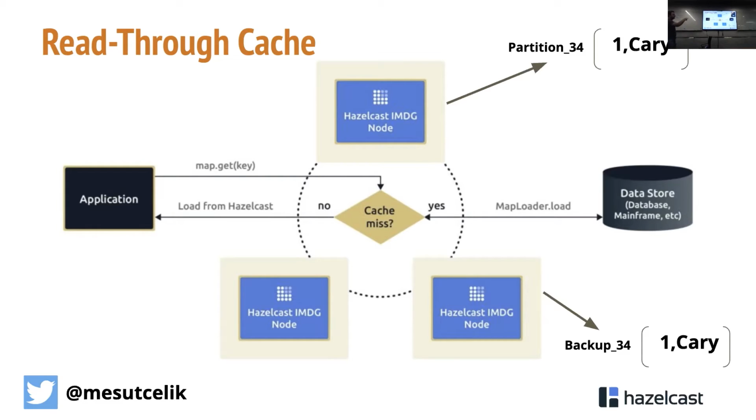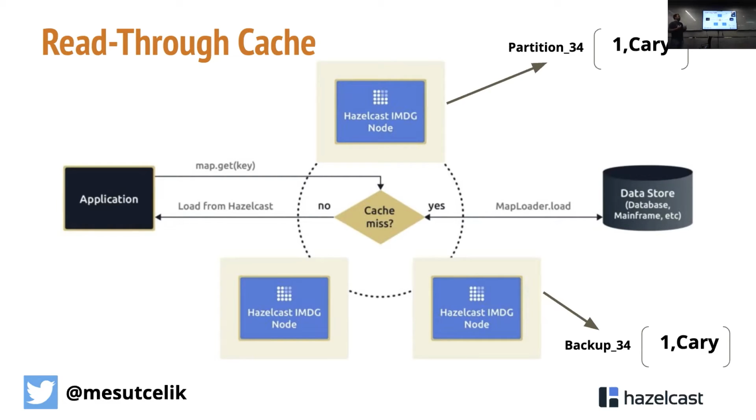In a Hazelcast cluster, every member keeps primary data and backup data. On the top, you see partition 34. The primary data, the key-value pair, is on the first member, and its backup is on another member. This 34 is the partition count. By default, the distributed map in Hazelcast has one backup count, so it backs up every piece of data on another member.